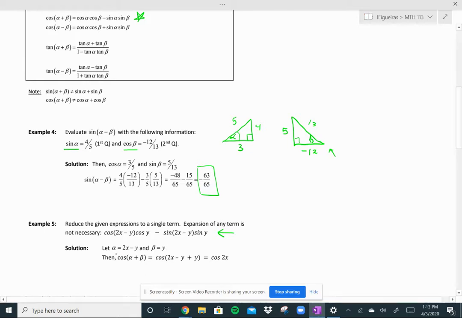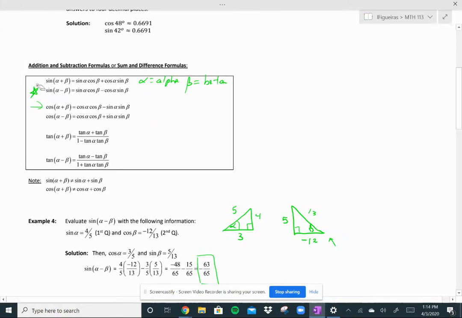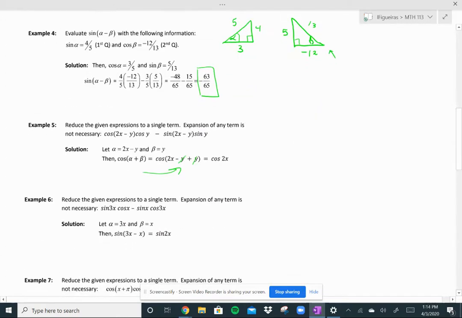So my alpha is the first angle, 2x minus y, and my beta is y. Notice that the left side says that that's equal to the cosine of alpha plus beta. So when I plug in what alpha and beta are, I have the cosine of 2x minus y plus y. But the y's cancel each other out, so your answer is just cosine of 2x. So the original expression has been reduced down to a single term. All right, so let me get rid of this and move on to the next one.